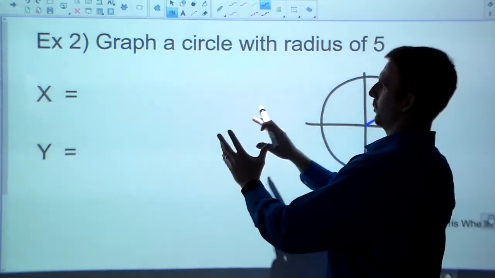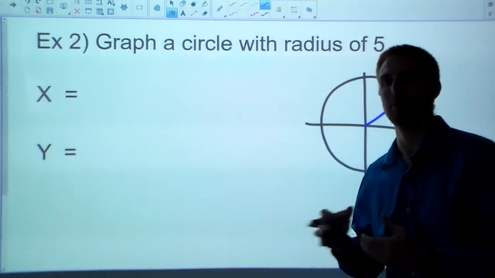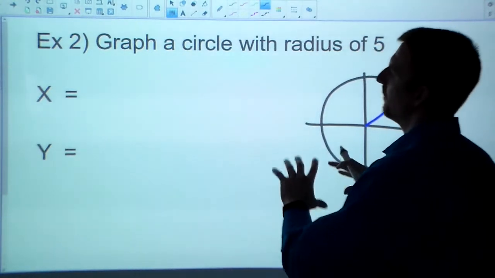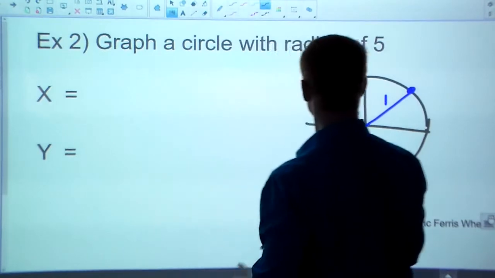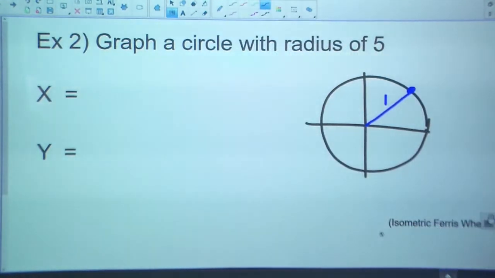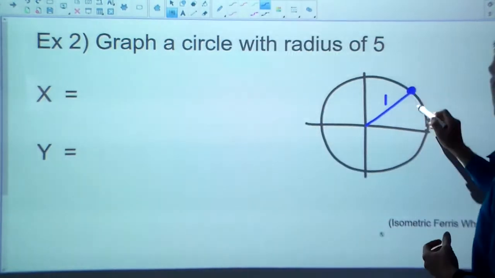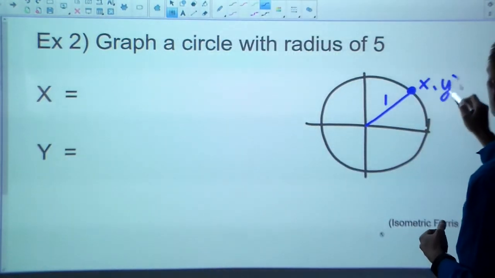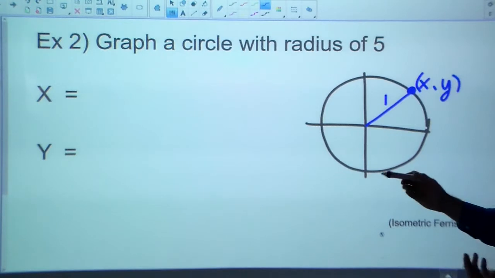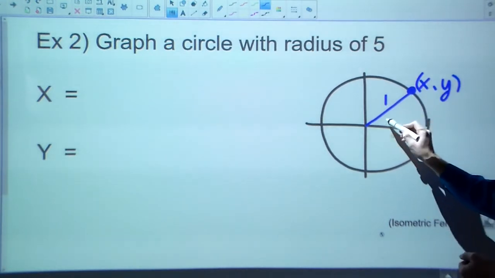In this example, you're supposed to graph a circle with a radius of 5 and do it in parametric equations. Before I actually get into the parametrics, let's just go back to the unit circle for a moment and think about how this would play out. So if I pick any point on the circle, it has some x, y coordinate, and it's the unit circle, so the radius is 1.